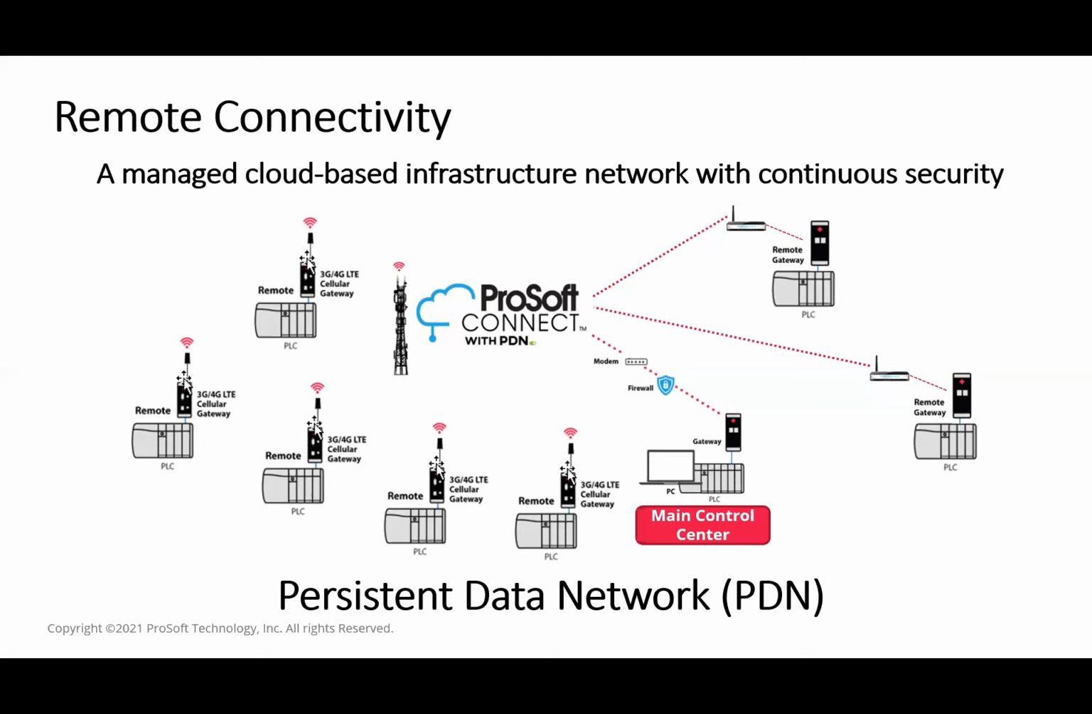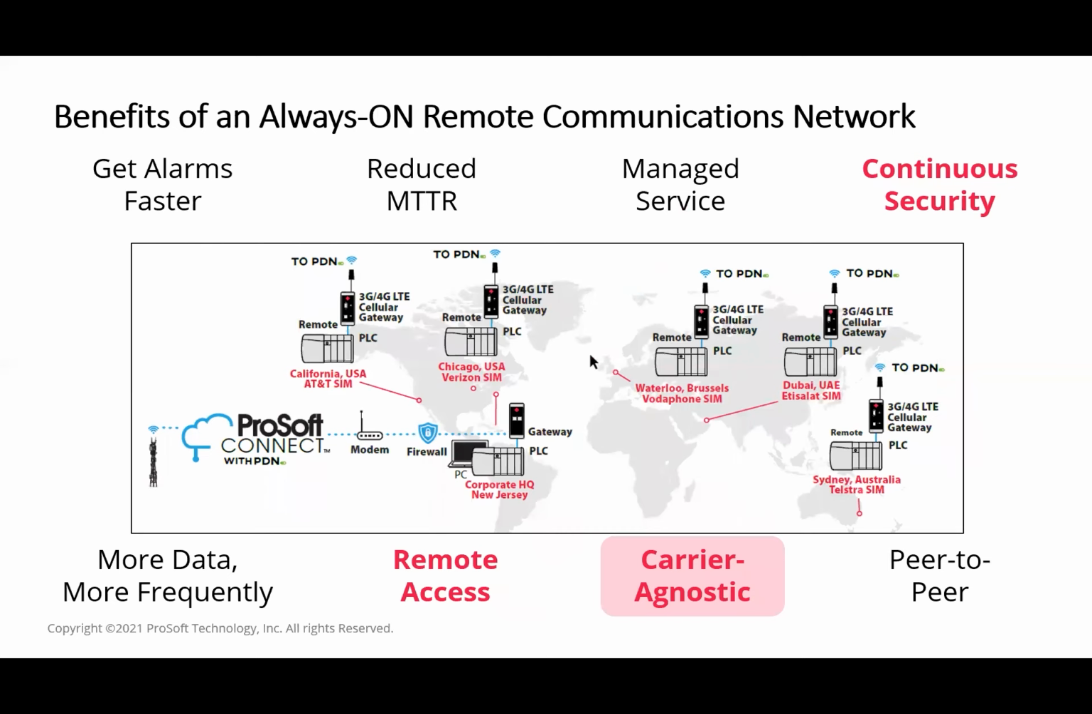The persistent data network, or the PDN solution, is this always-on cloud-based infrastructure network that has continuous security. We know that, as I said before, security is not a one-step thing. Attacks are persistent, which means security needs to be continuous. And that's what PDN can do for you. And there are some pretty significant advantages of this always-on remote communications network. Apart from the security, one of the biggest advantages is that it is completely agnostic in terms of the carrier.